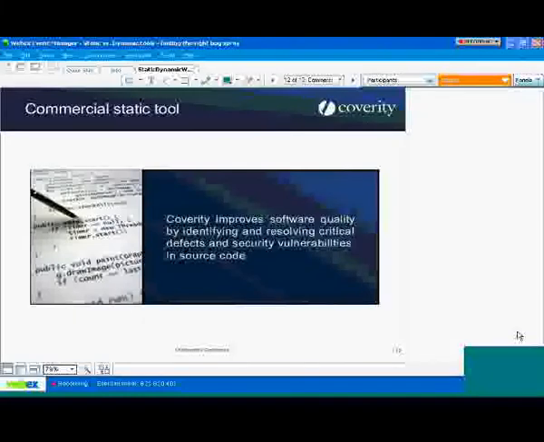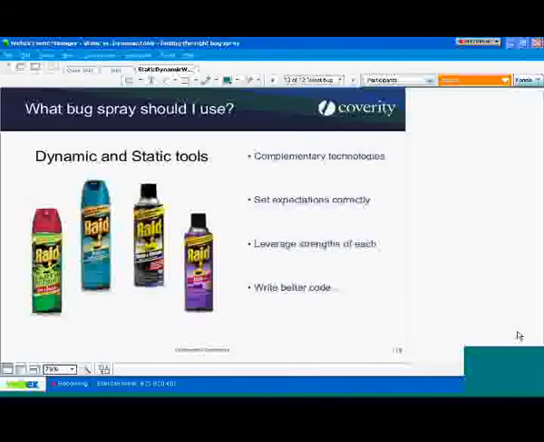So before I take a few questions, I just want to wrap up and revisit the original question of the webinar: what bug spray should I use? And the real lesson here is that these are fundamentally complementary technologies. You should really use both.